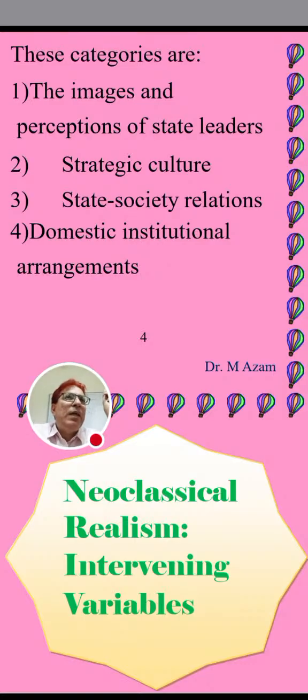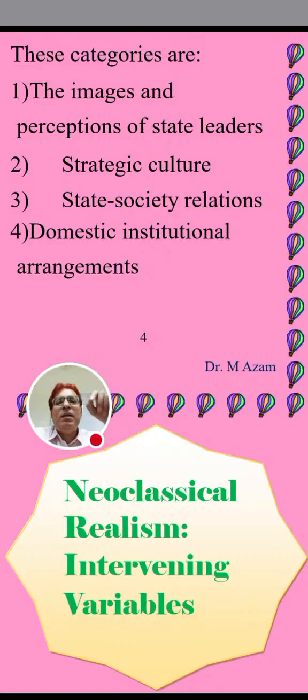So there are educational institutions, there are health institutions, fine. There are the police institutions, there are the intelligence institutions, there are the financial institutions. So there are many types of institutions that exist in different states. So domestic institutional arrangements.